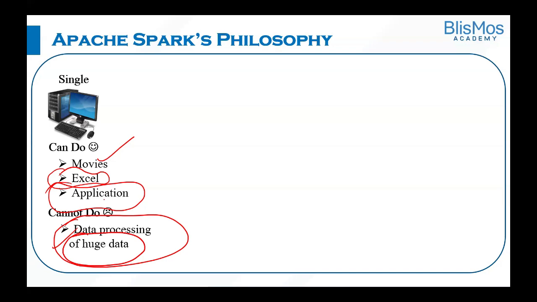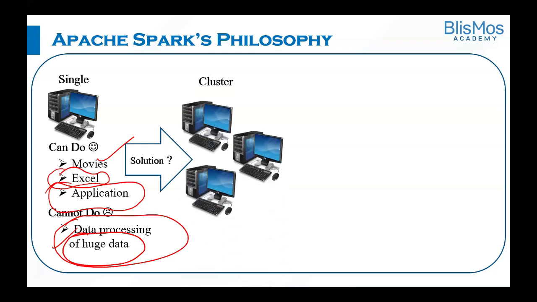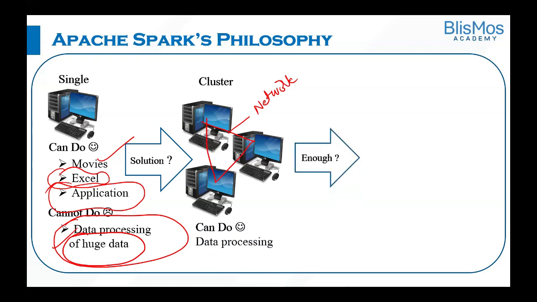Then what is the solution, Malini? Adding one more PC for storage. Yeah, very simple. Thank you for that. So instead of having one system, we already know we can have more systems connected over a network. With this, we can do data processing of a huge amount of data.